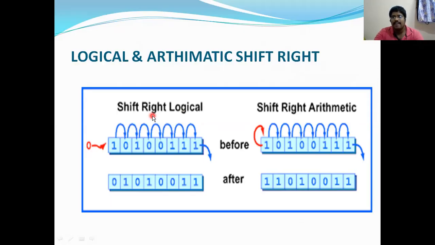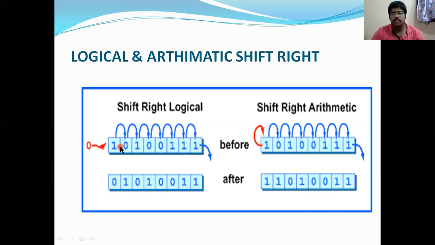Here we have 2 types of right shifts. What are the 2 types? One is logical right shift, and the second one is arithmetic right shift. If you observe here, we have 2 shifts: shift right logical and shift right arithmetic. What is the difference between these 2? Here, this topmost bit is called the sign bit or MSB bit. The other name for this topmost bit is sign bit or MSB bit.